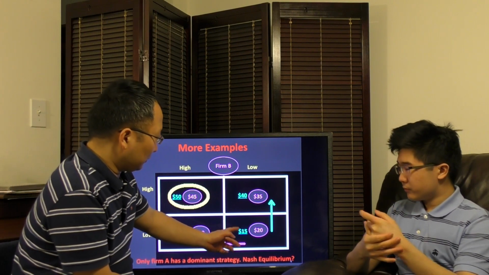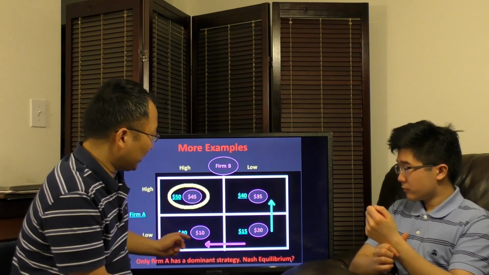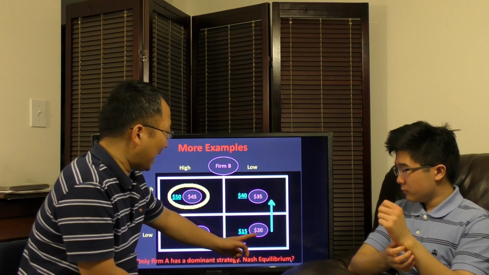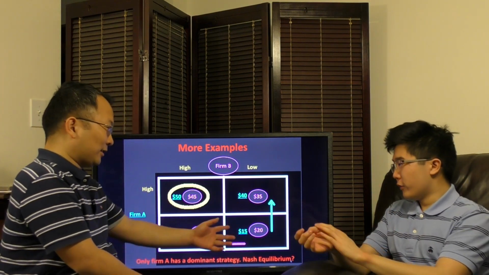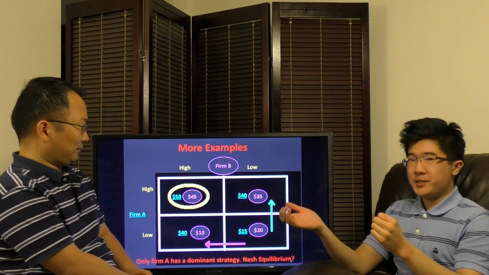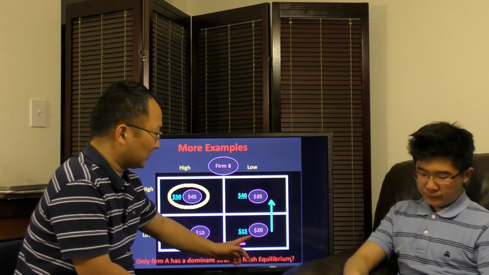But I hope you also look at this 15-20 low strategy, and we can see it's not in a Nash equilibrium. We're not going to elaborate on that. Both firms may have incentives to deviate. You can figure out for yourself why this is not stable.